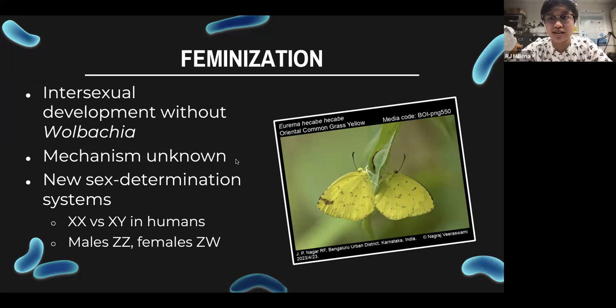It's been postulated that this feminizing Wolbachia can lead to the evolution of new sex determination systems, such as shifts from female heterogamety, where females have different chromosomes, XY, to male heterogamety. So in humans, women have XX chromosomes and men have XY. In butterflies, males have ZZ chromosomes and females have ZW, but the feminization of an individual by Wolbachia might lead to the development of different chromosomal patterns.